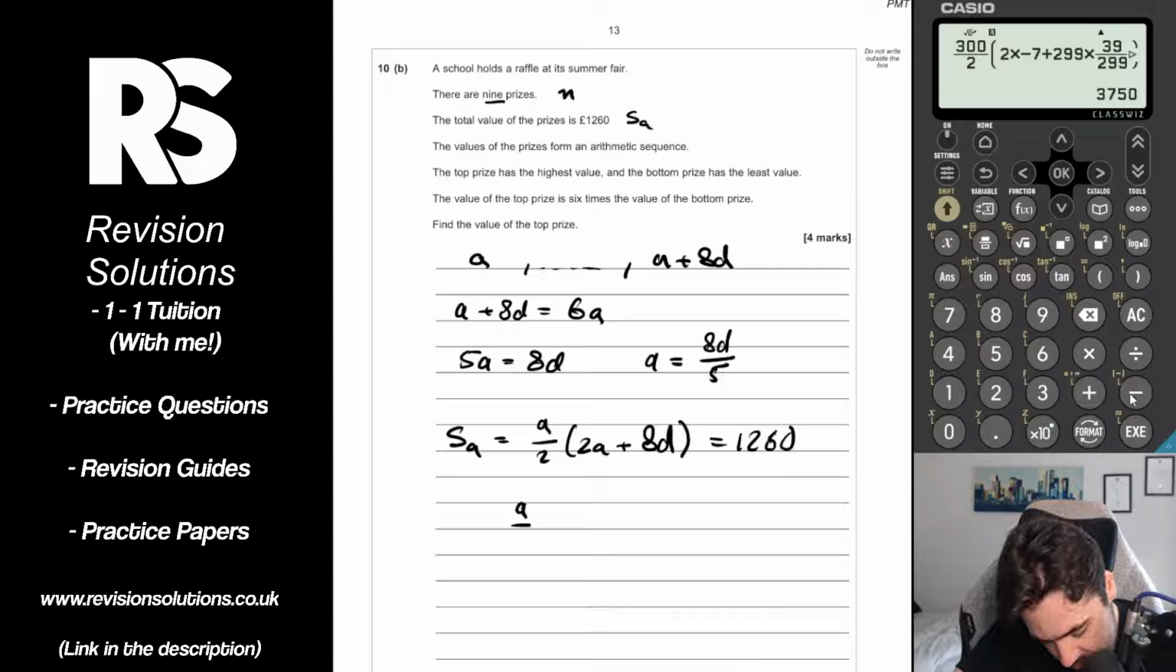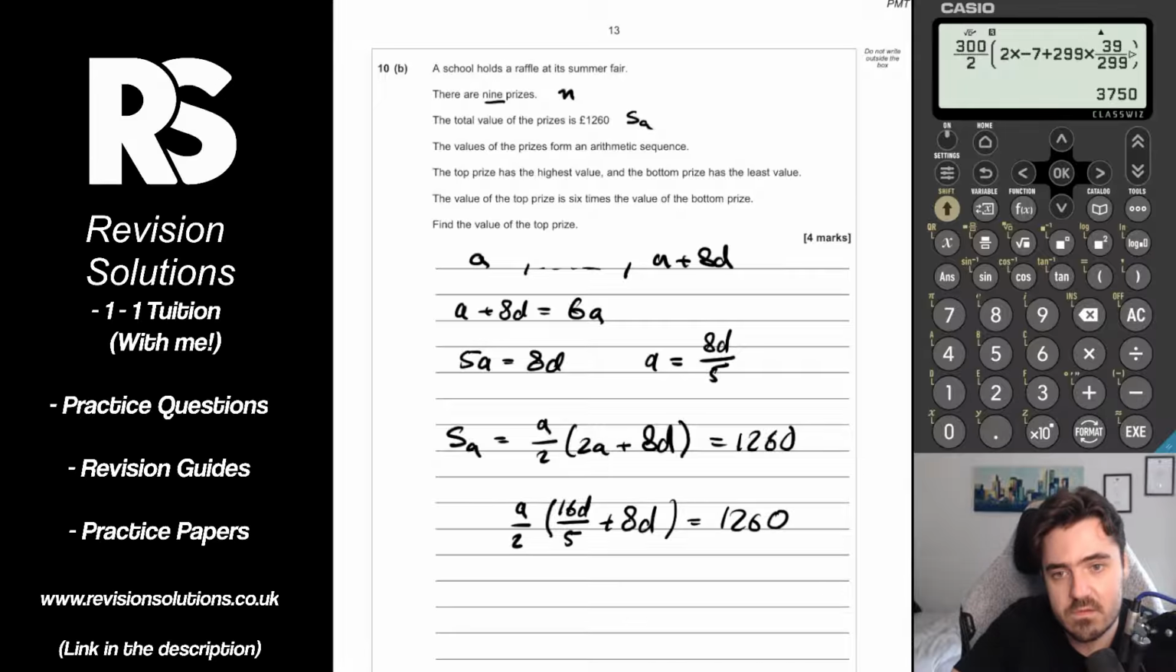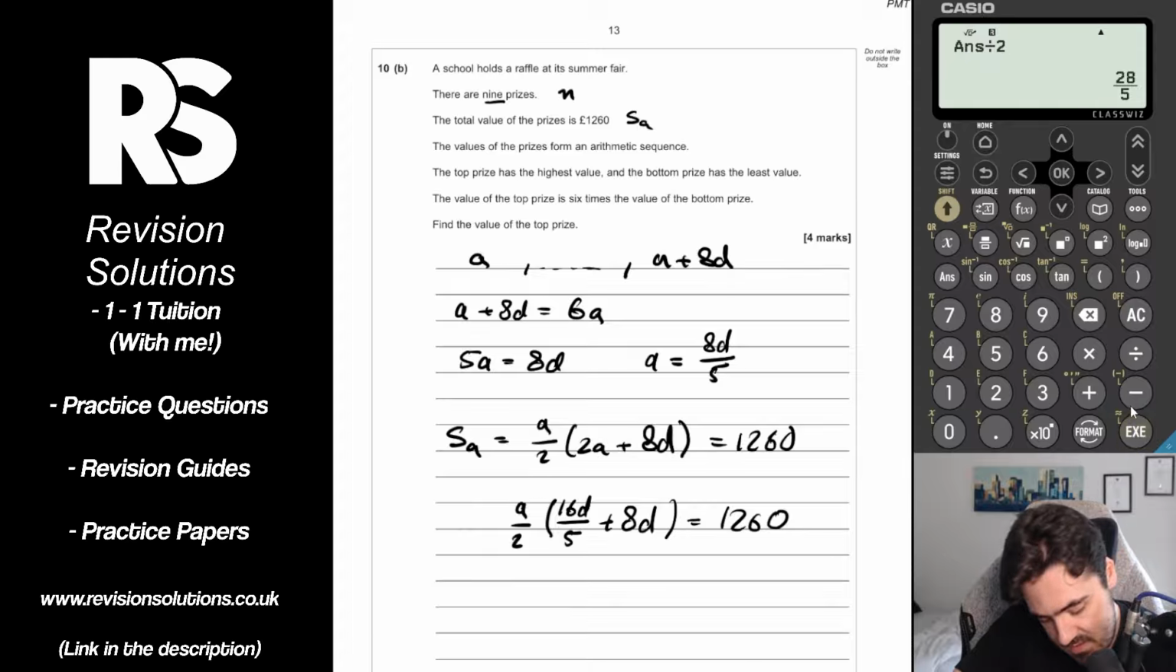So we'd have 9 over 2. Then it would be 2 times 8 over 5, that would be 16d over 5, plus 8d equals 1260. So let's use our calculator to simplify that. So 16 over 5 plus 8 gives us 56 over 5. Then we can divide that by 2 and multiply by the 9. So that's 252 over 5d is the 1260.